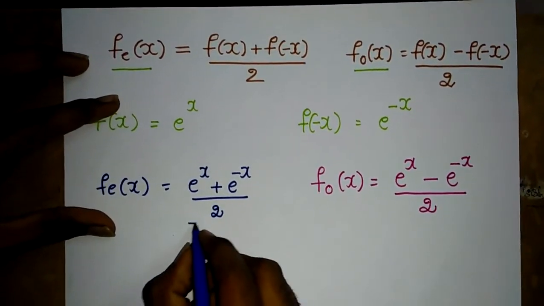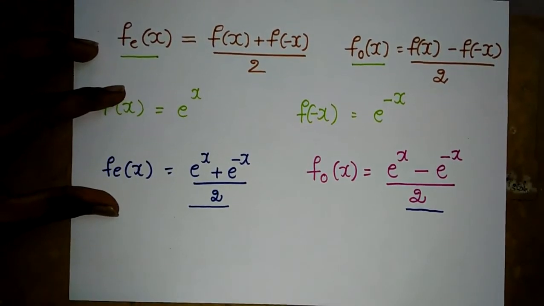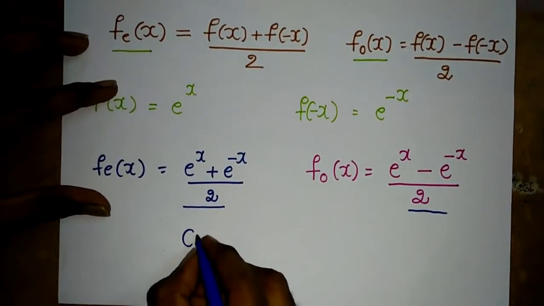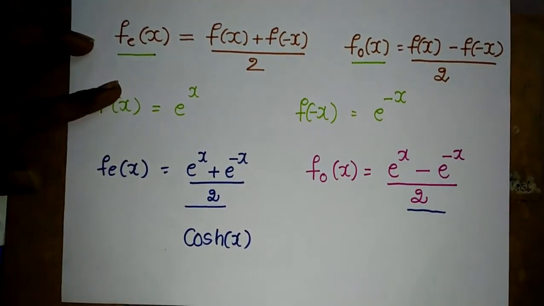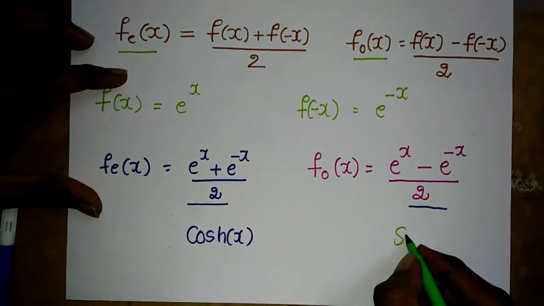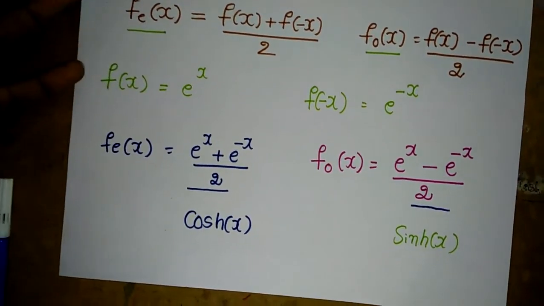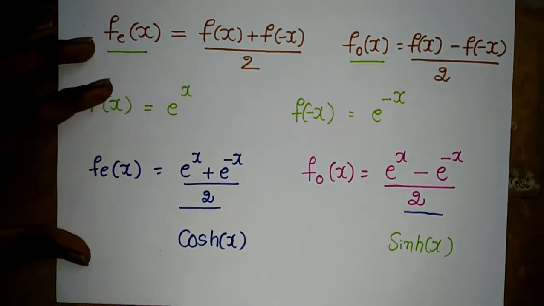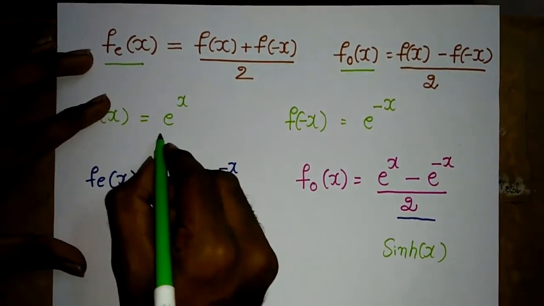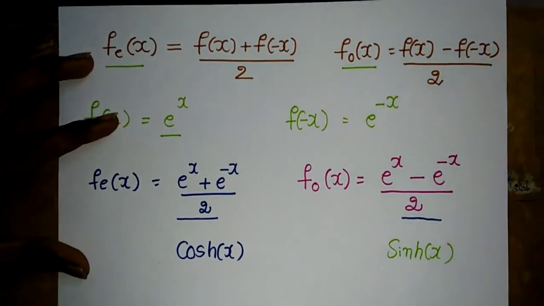Do these expressions look familiar to you? Yes, you guessed it correct. This is cos hyperbolic of x and this is sin hyperbolic of x. So cos hyperbolic of x and sin hyperbolic of x are the even and odd components of the exponential function. They are directly related to the exponential function.